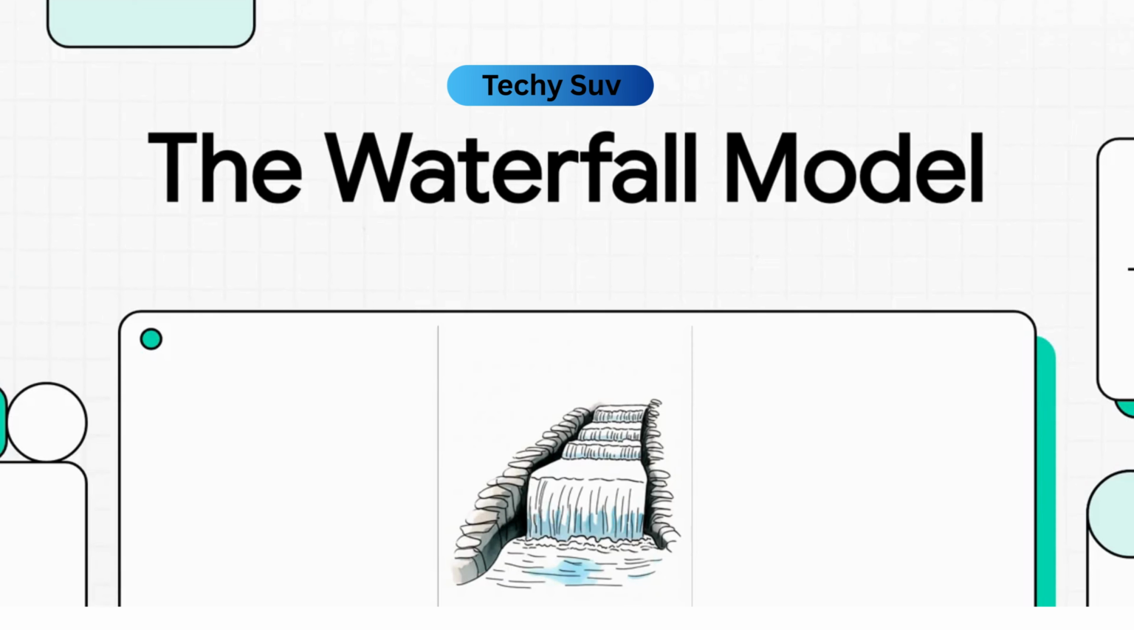All right, let's talk about one of the original blueprints for building software. I want you to picture a waterfall. It's powerful, it's direct, and it only flows one way, down. Well, that right there is the whole idea behind the waterfall model. So yeah, let's dive into this structured flow.